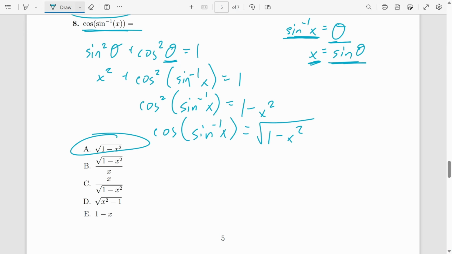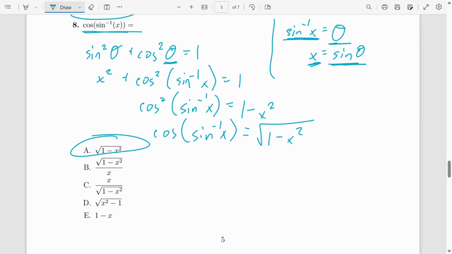And sometimes you can define, whoa, my entire screen just went black for a second. You can define your own relations between x and theta, and then you can substitute things in, and then eventually you can rearrange your work into the right answer. So that's how I would do it.